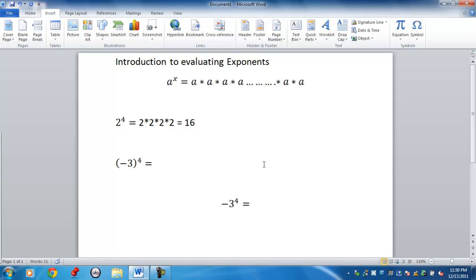In the next example, I have (-3) raised to the 4th power. Now what that means is that you're taking -3 and multiplying it by the base -3 4 times. So -3 times -3 times -3 times -3, which would give you +81.